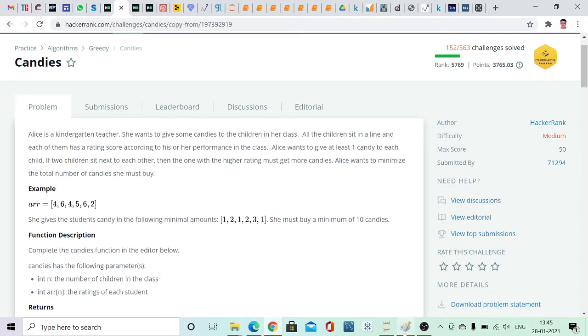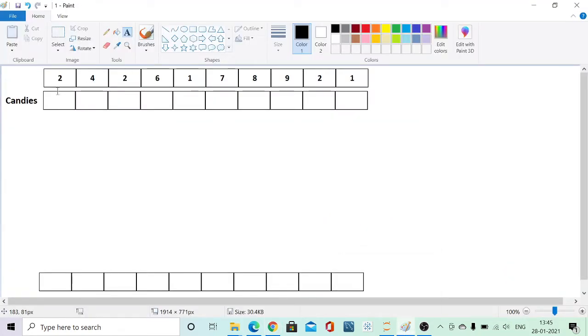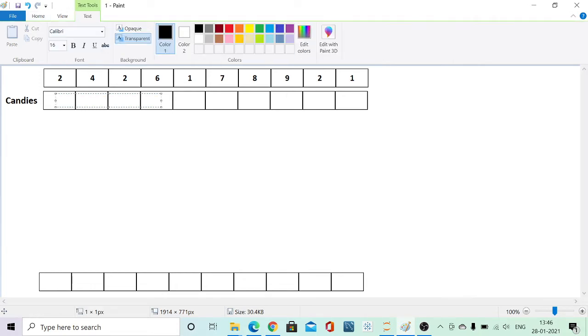Now let's see what's happening here. The students are sitting in a line and let the ratings be 2, 4, 2, 6, 1, 7, 8, 9, 2, 1. Now if she wants to give the candy, she must give at least one candy to each student, and a student who has a higher rating than the adjacent student should get a higher number of candies. Now let's say the first student has a rating of 2. She must give at least one candy to this student.